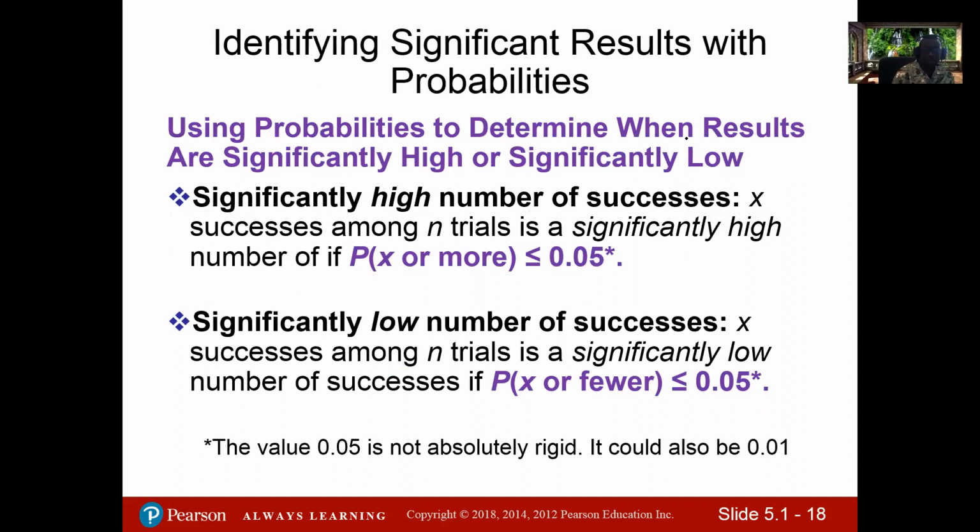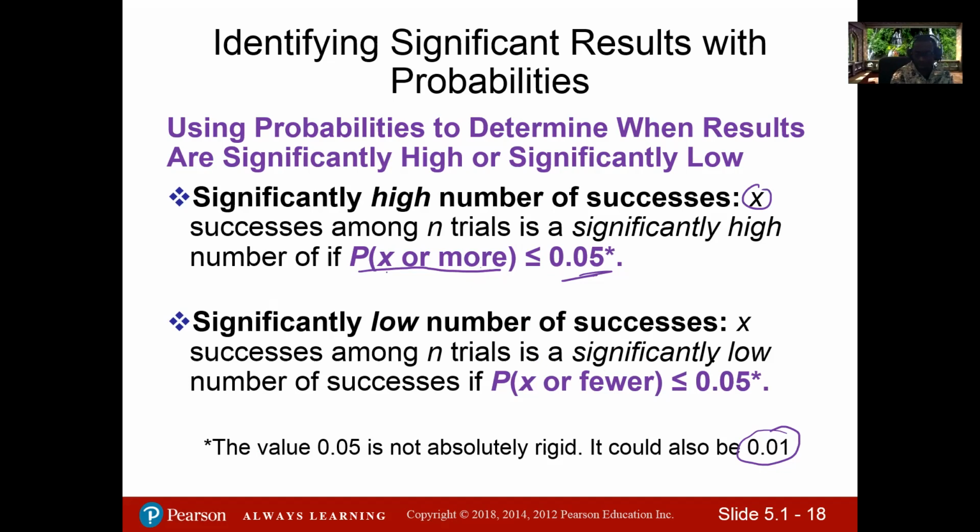When you use probability to determine when results are significantly high or low, note that you find the probability of X or more and compare it with 5%. Depending on the question, you might use 1% or 5%, but generally we use 5%. So the number of successes X, in the example we did with heads, is significantly high if and only if the probability of X or more is less than 5%.